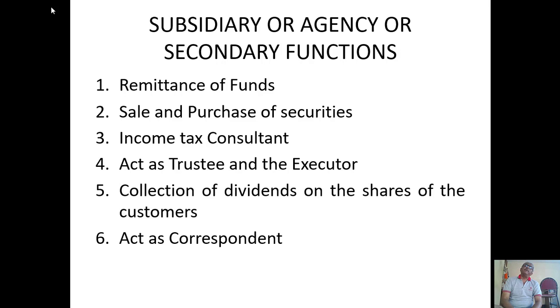At the same time, in its secondary functions, commercial banks also collect pensions for age-old people on behalf of their customers. So from the government, it is also one of the functions performed by the commercial banks. These are the important functions performed by commercial banks. General utility services are also performed by the commercial bank in many ways.